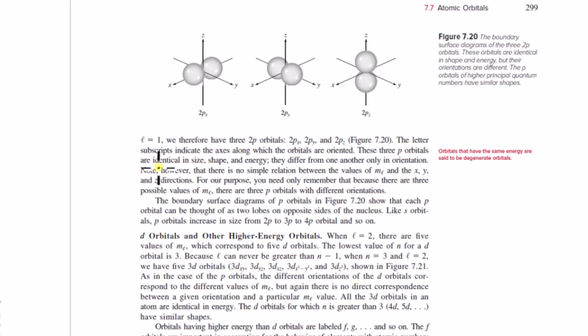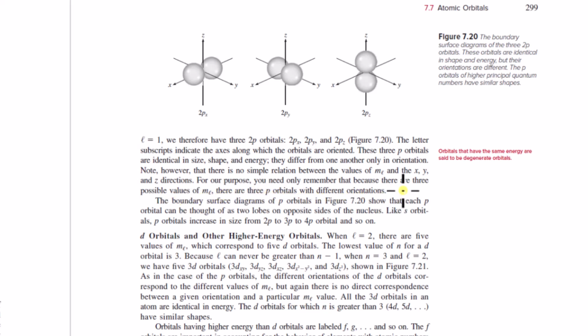These three p orbitals are identical in size, shape, and energy. They differ from one another only in orientation. Note, however, that there is no simple relation between the values of m sub L and the x, y, and z directions. For our purpose, you need only remember that because there are three possible values of m sub L, there are three p orbitals with different orientations.